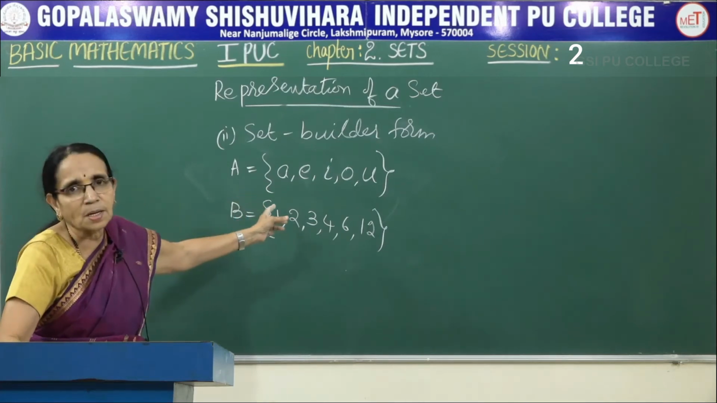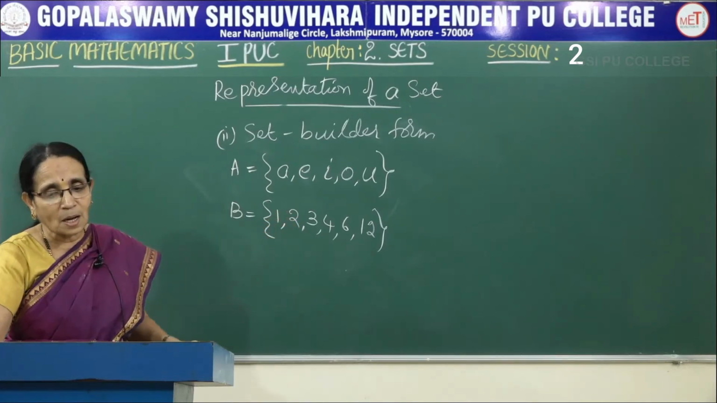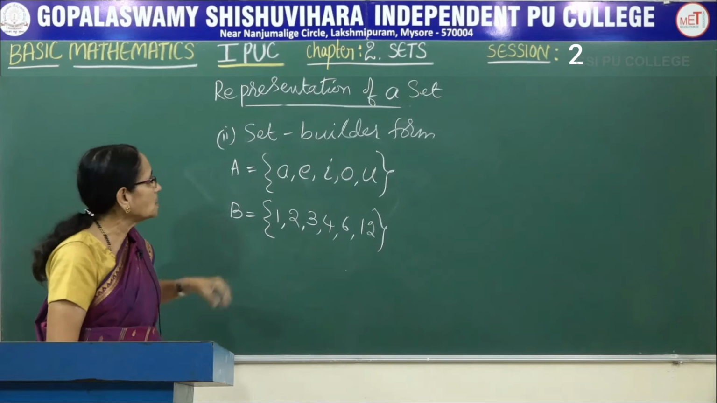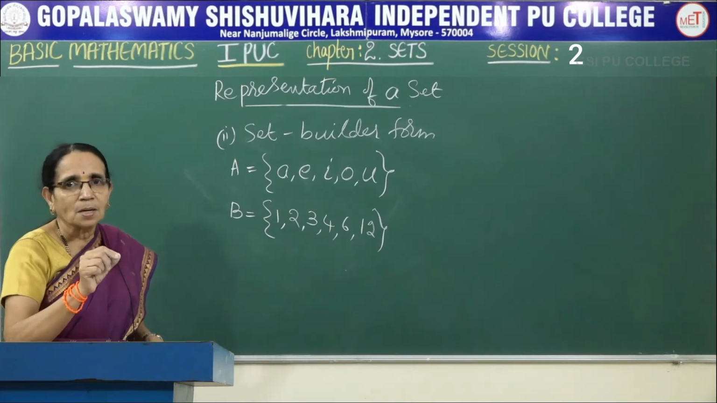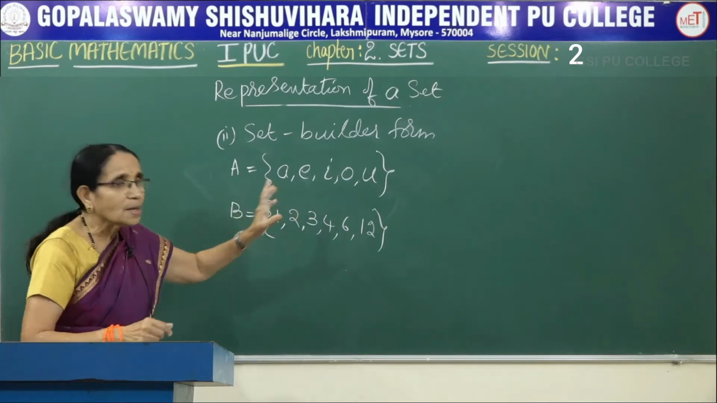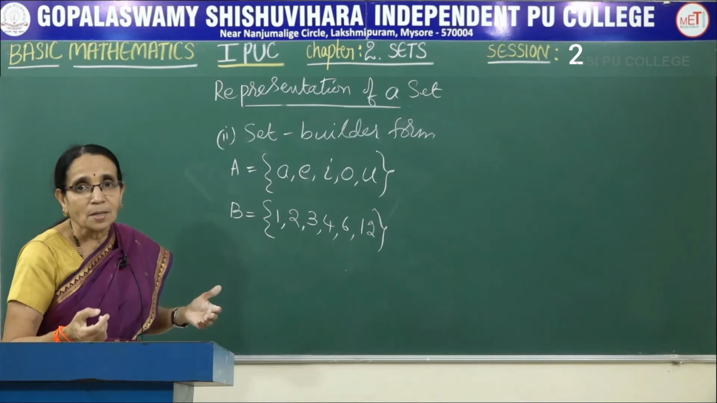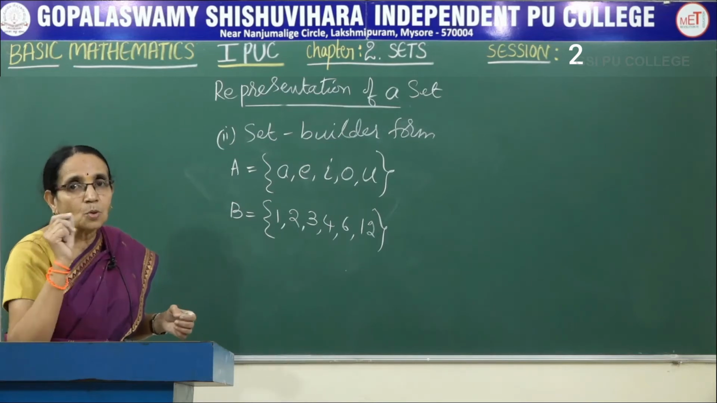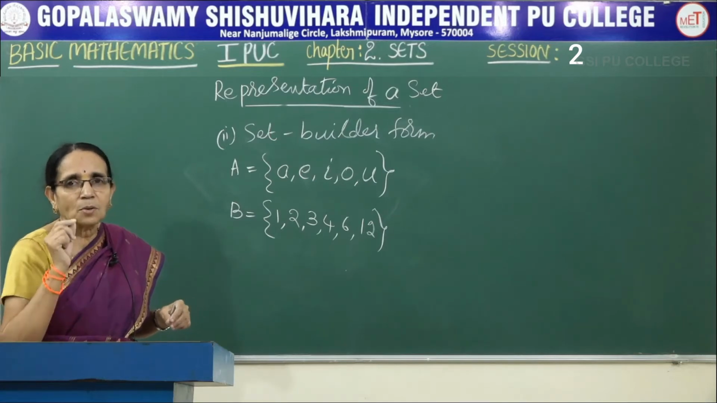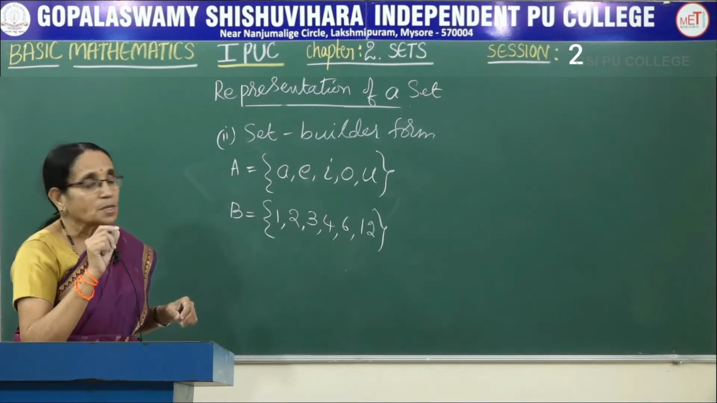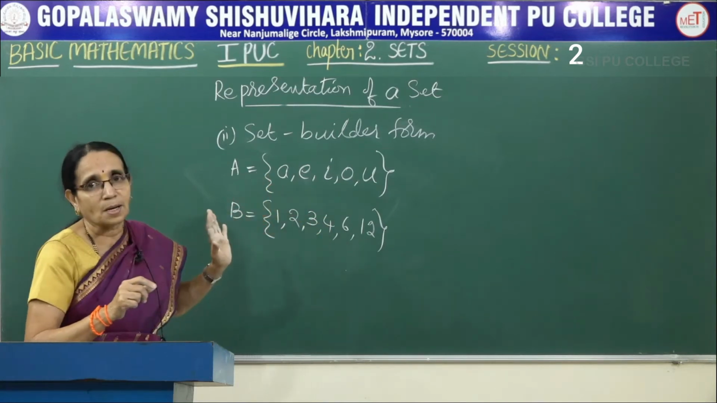So the first one contained the set of vowels. The second one contained the divisors of the number 12. Now here in the set builder form, I specify the property that is satisfied by all the elements. Or I write the property or the rule. That is why sometimes we call it the rule method also. Set builder form or the rule method means we have to specify the rule which has to be followed by all the elements if they want to belong to that particular set.